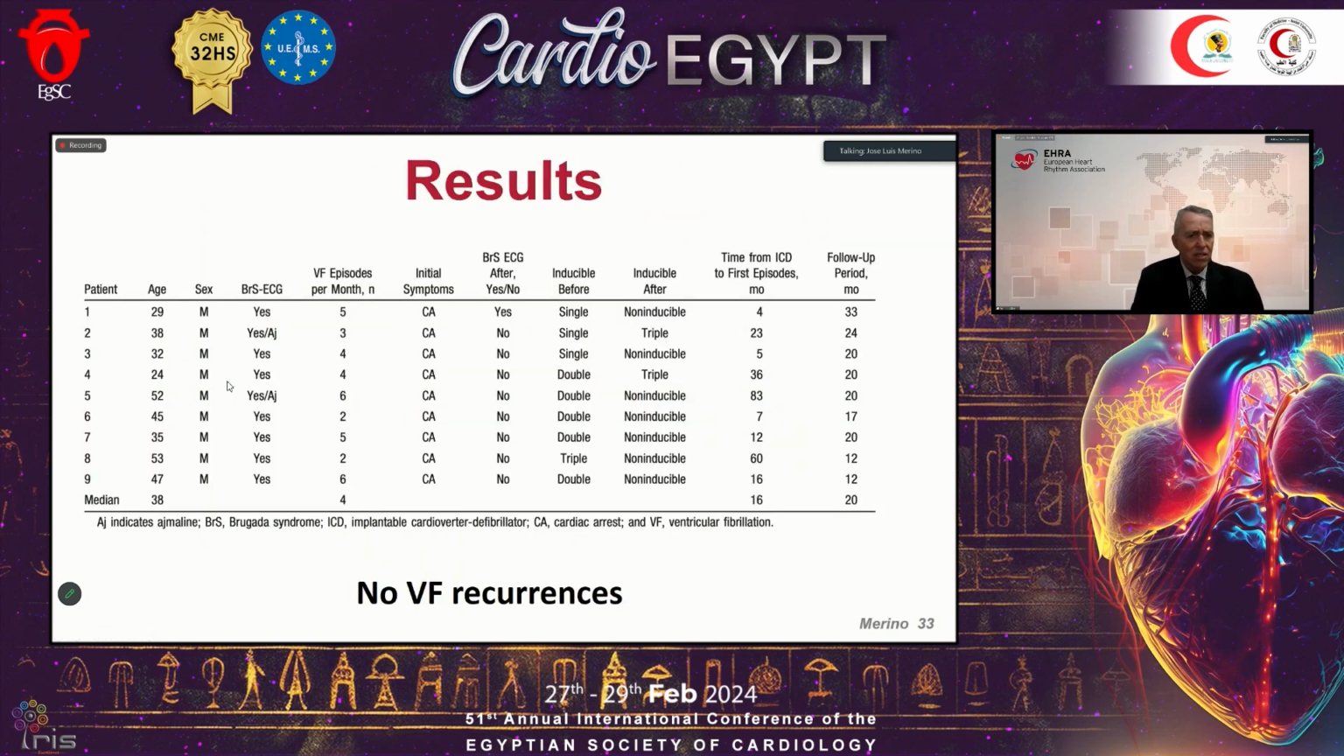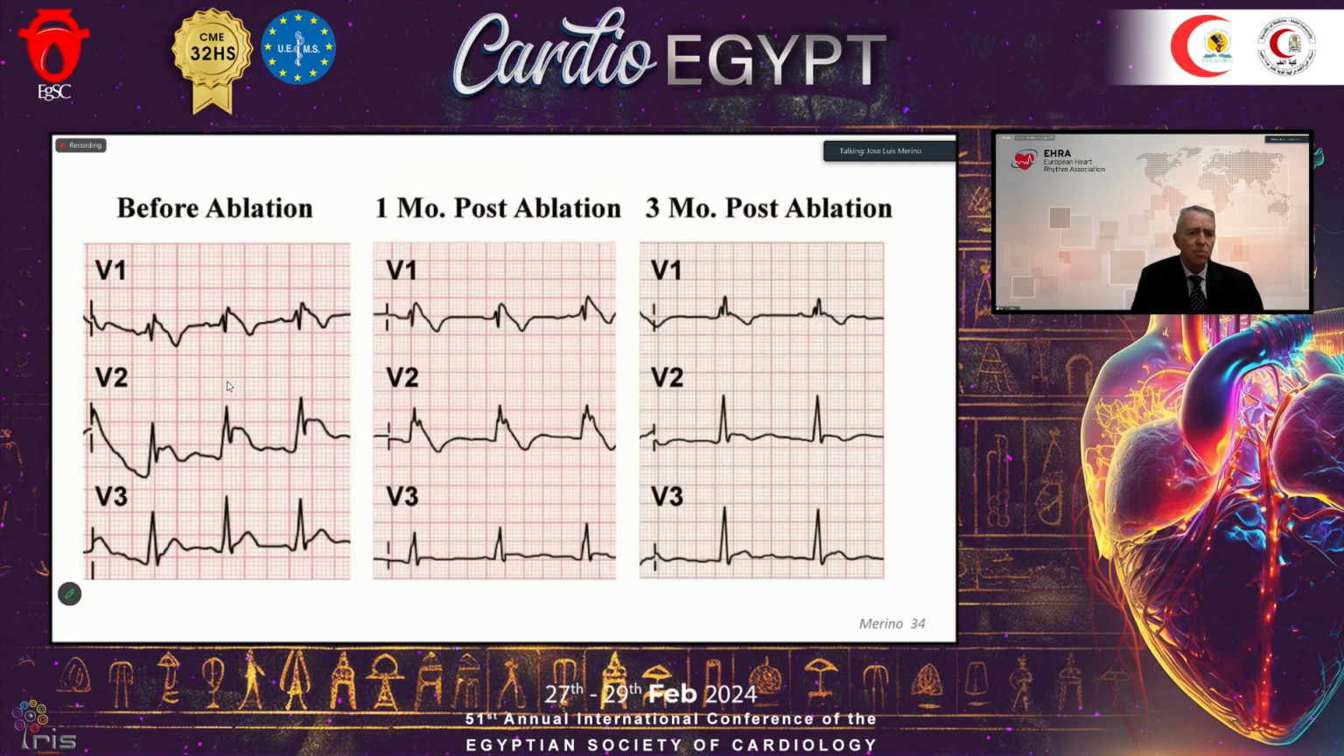Here you see the results of this initial experience, and they were able to ablate all these 9 patients with no VF recurrence at follow-up. Even in these Brugada syndrome cases, they were able to get rid of the Brugada ECG pattern, not just after the ablation. It took a while, but at follow-up this Brugada ECG appearance disappeared.